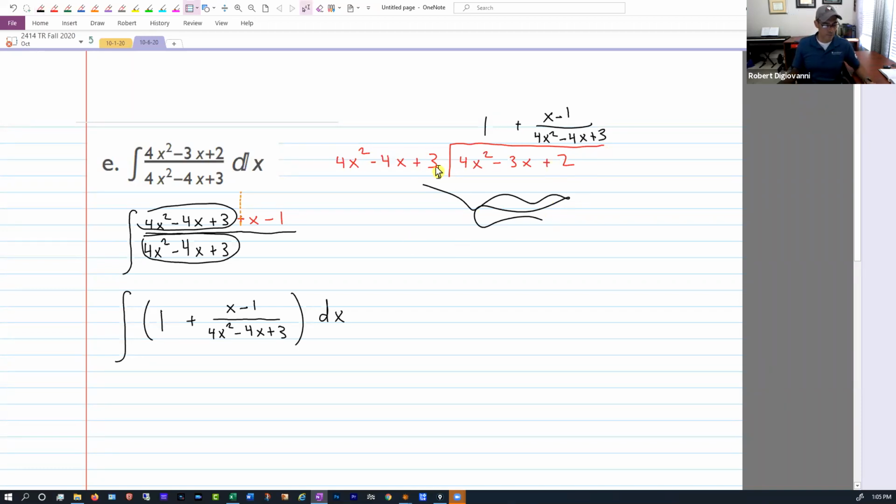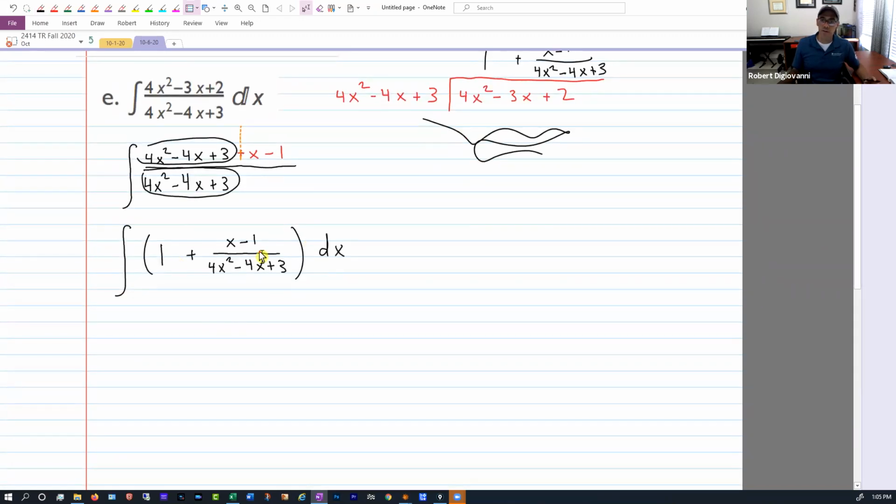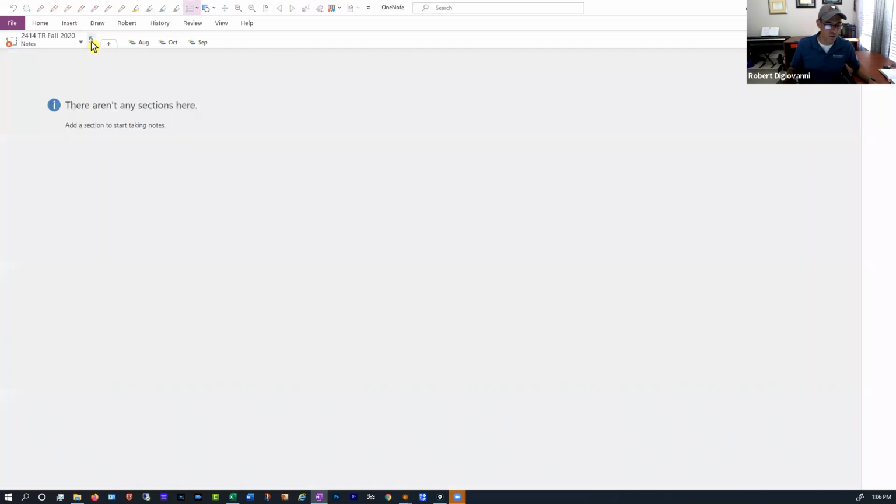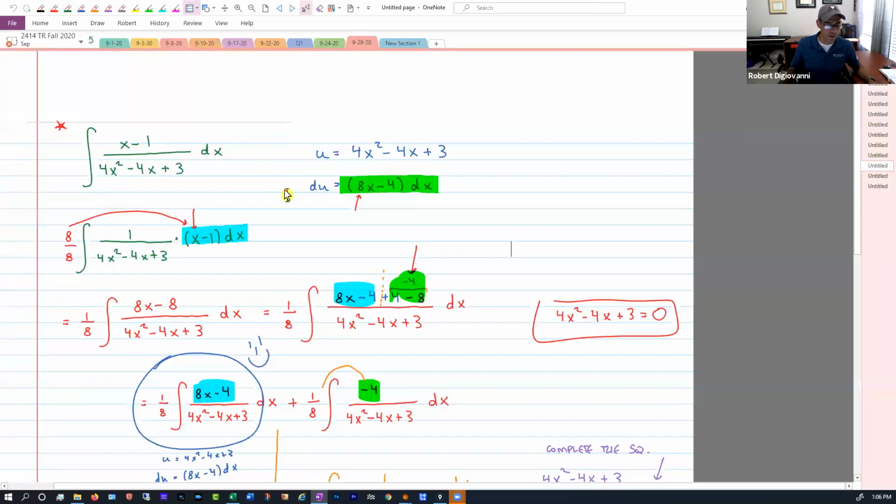Okay, so here's where we are. Everyone agree? You all okay with that? So we can do these separately now. The antiderivative of 1 is just x, plus I still have to do the integral of x minus 1 over x squared minus 4x plus 3. I still need to do that. However, I'm not going to do it, and the reason is that we did that integral already 2 class periods ago.